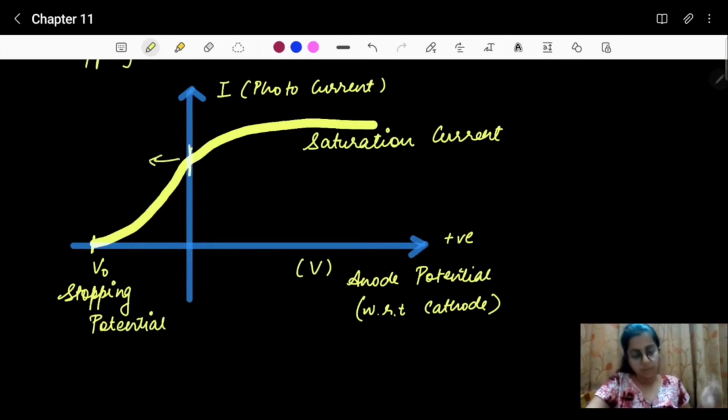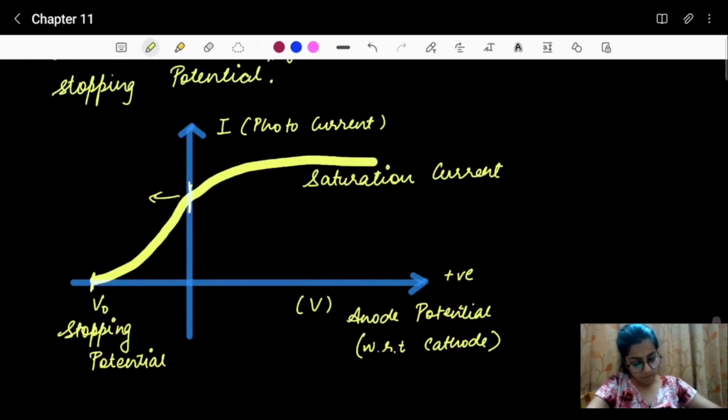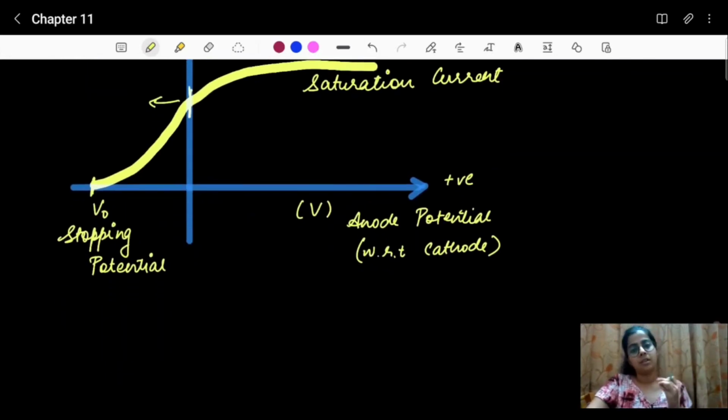Here you can see that if you are decreasing the anode potential, then with that the photocurrent is also decreasing and finally it reaches the value of zero. Here the potential is having a definite value, but y-axis is zero. That's why this is the point where photocurrent has become zero, and that particular potential is defined as stopping potential. Okay. Now if I want to make the flow of current zero, I need to define the formula for stopping potential. So let us define how to calculate the stopping potential.